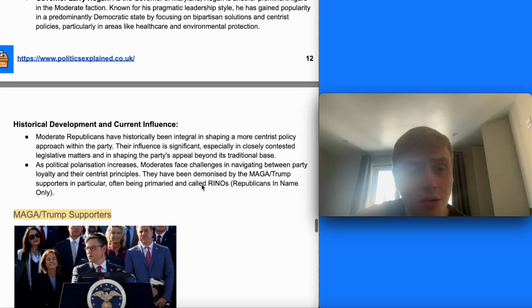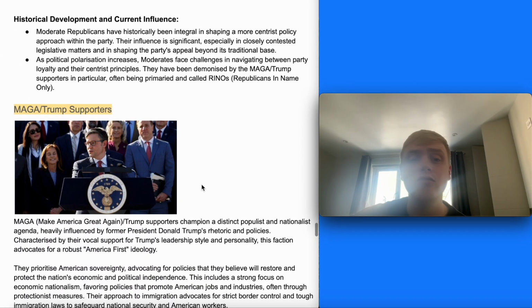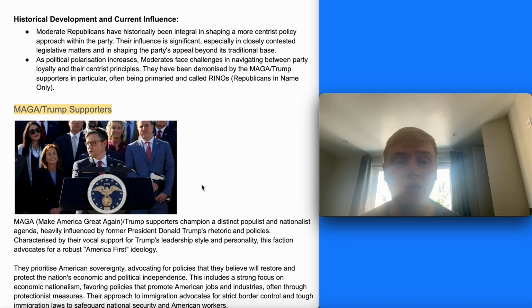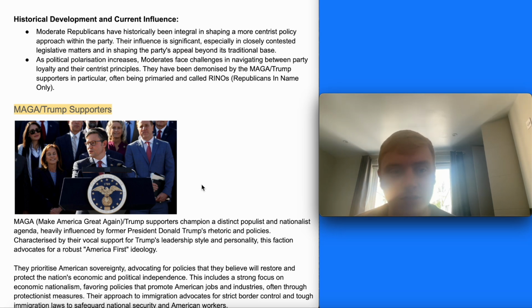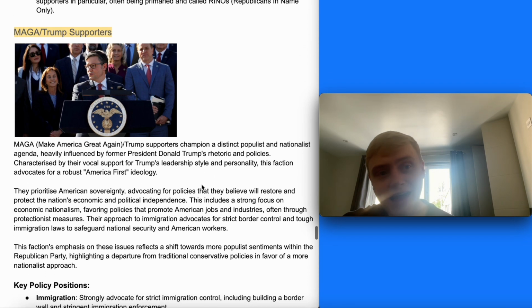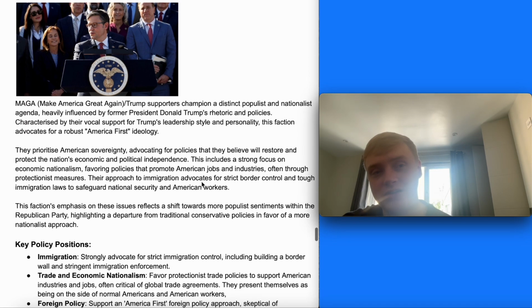Modern Republicans have historically been integral in shaping a more centrist approach within the party. Their influence is significant, especially in closely contested legislative matters and in shaping the party's appeal beyond its traditional base. As political polarisation increases, though, they face challenges in navigating between party loyalty and their centrist principles. They've been demonised by the MAGA or Trump supporters in particular, often being primaried and being called Republicans in name only.